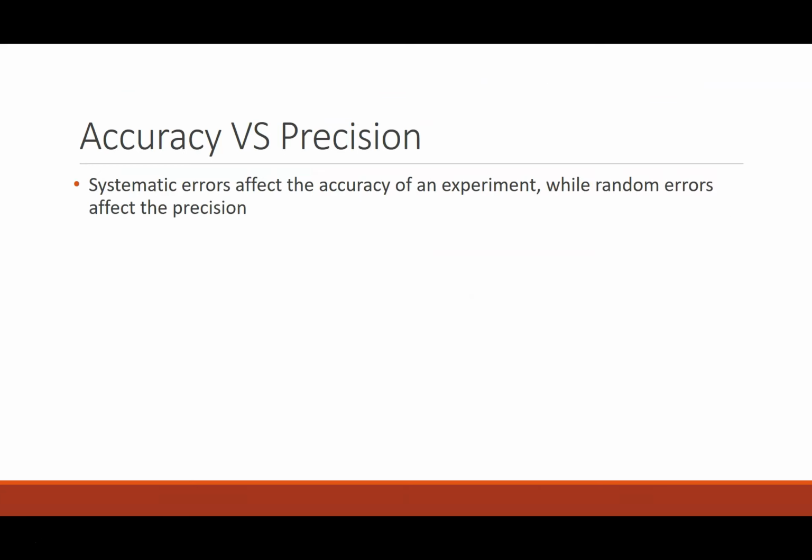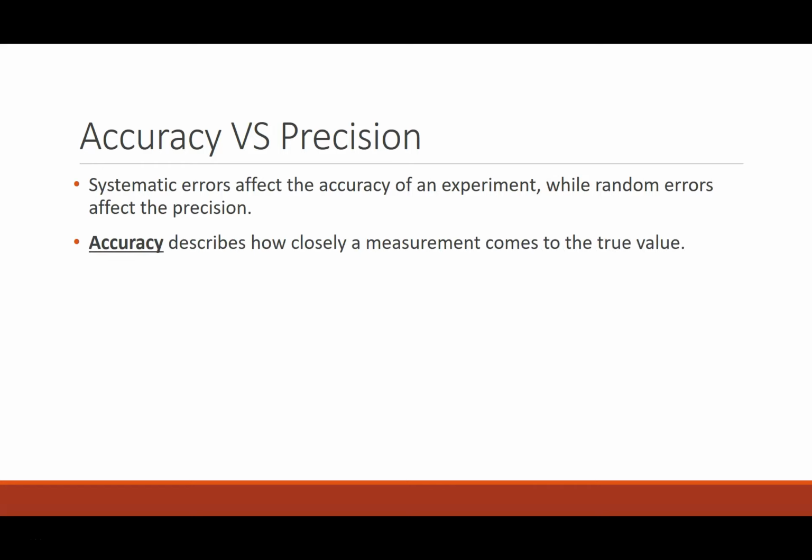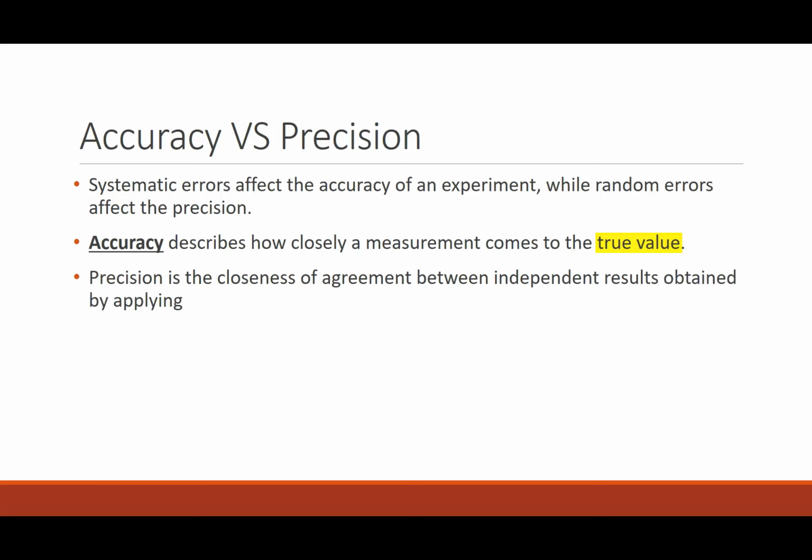Systematic errors affect the accuracy of an experiment, while random errors affect the precision. Accuracy describes how closely a measurement comes to the true value. Precision is the closeness of agreement between independent results obtained by applying the same experimental procedure under specified conditions. In other words, precision describes how closely repeated measurements are to each other.